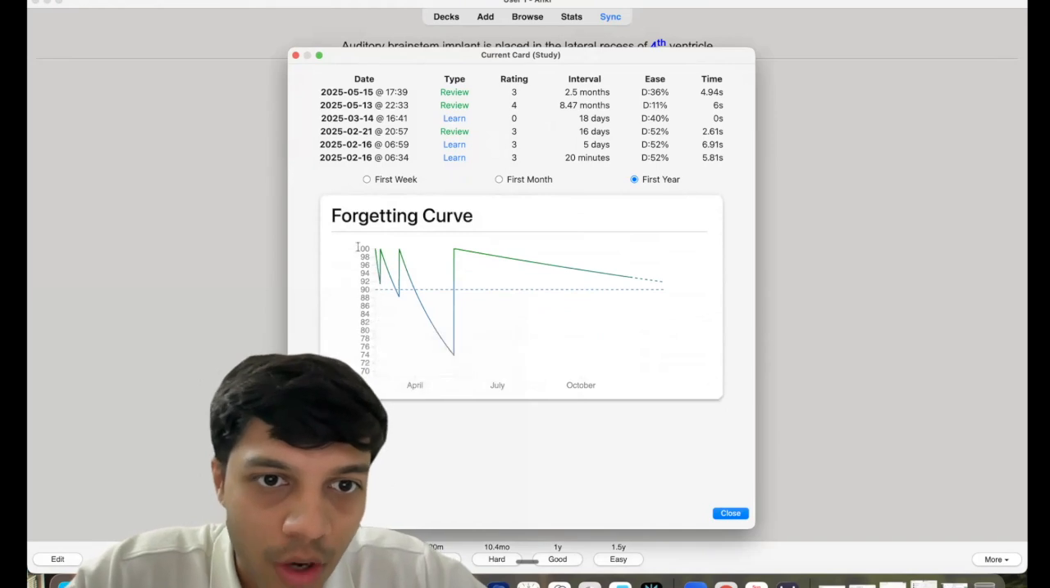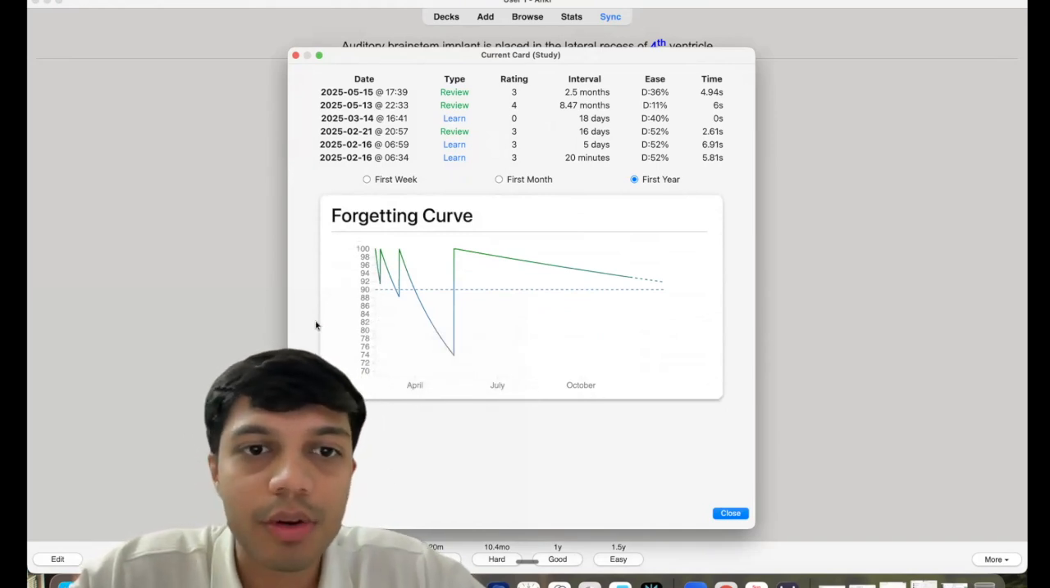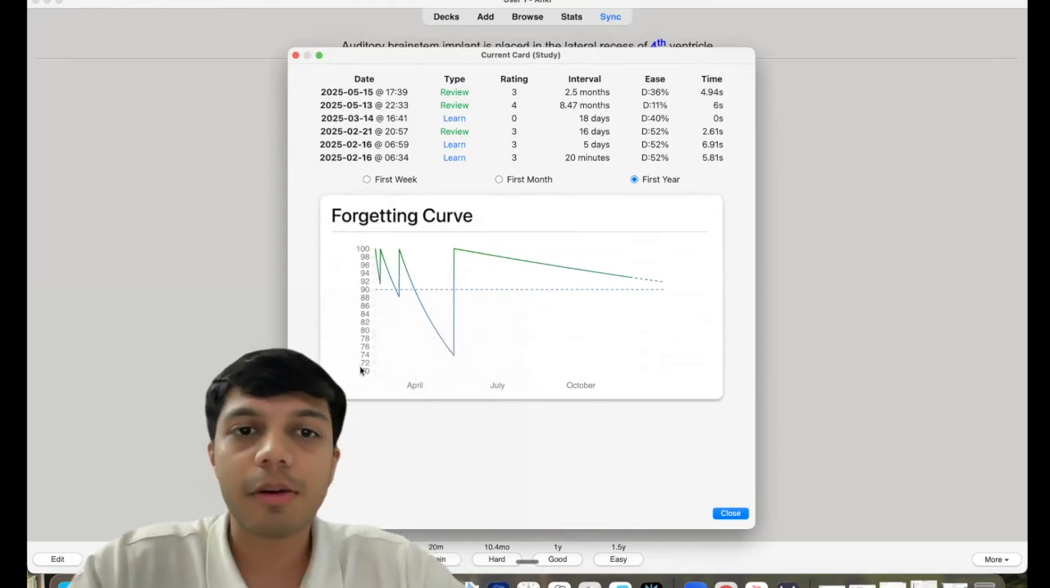On the x-axis is the time duration, and on the y-axis is the retrievability of the card.